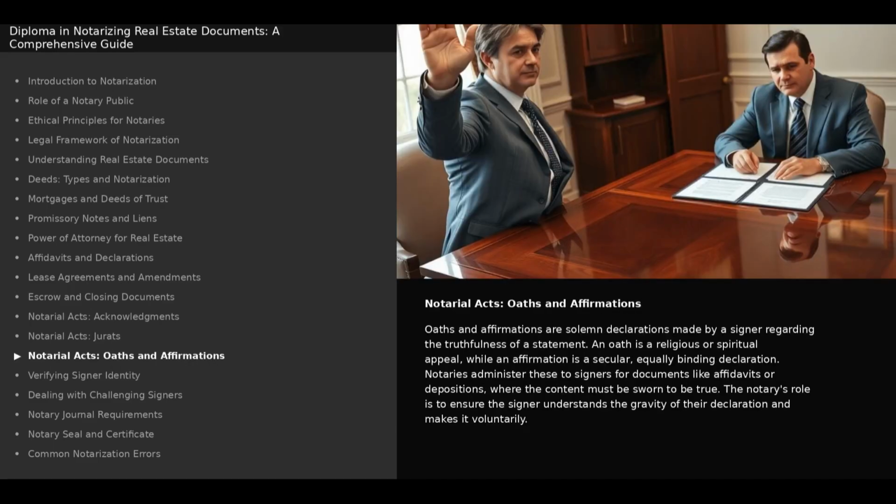Notarial acts. Oaths and affirmations. Oaths and affirmations are solemn declarations made by a signer regarding the truthfulness of a statement. An oath is a religious or spiritual appeal, while an affirmation is a secular, equally binding declaration. Notaries administer these to signers for documents like affidavits or depositions, where the content must be sworn to be true. The notary's role is to ensure the signer understands the gravity of their declaration and makes it voluntarily.